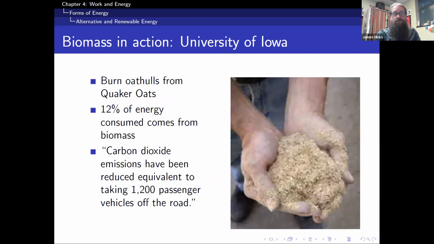The University of Iowa gets 12% of their energy from burning oat hulls. So part of the oat that's not used to make your oatmeal. And they estimate that they've been able to take the equivalent of 1,200 cars off the road by reducing that amount of CO2 through these oat hulls.